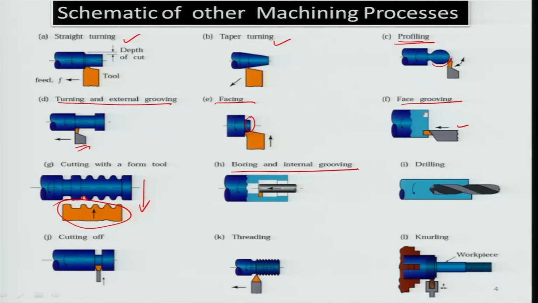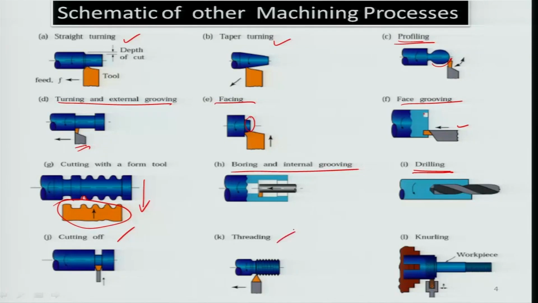You have boring and internal grooving, as illustrated here, which is typically done by a boring tool mounted on the spindle axis, which is sort of coaxial to the workpiece direction. You can do in a similar manner by using a drilling tool, to drill on the side of the cylindrical workpiece. You can do cutting off by having a tool which would be enabled to go in a direction perpendicular to the radial direction with respect to the workpiece and produce a deep cut.